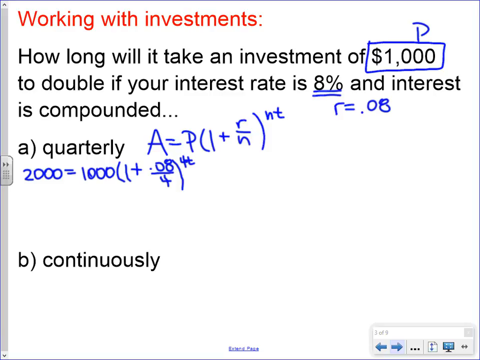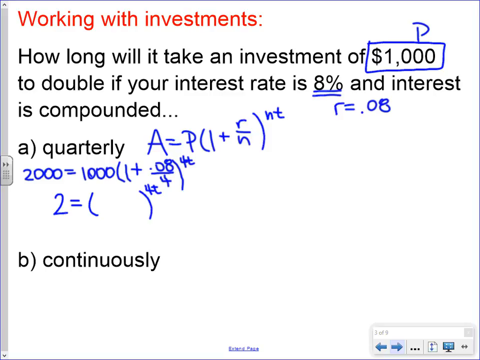Okay? Your first step is always going to be to take that A and divide it by the P. What happens when we take 2,000 divided by 1,000? We get 2. Do you think that's a coincidence? No. We wouldn't even need to know how much we were investing if we knew that we wanted our investment to double. Because if we are doubling our investment, A divided by P is going to be 2, no matter how much we invest. Does that make sense?